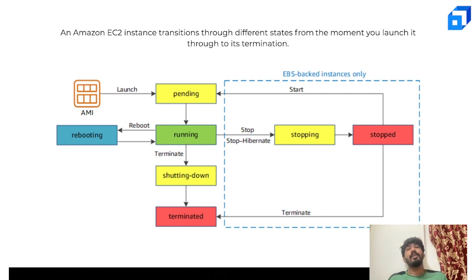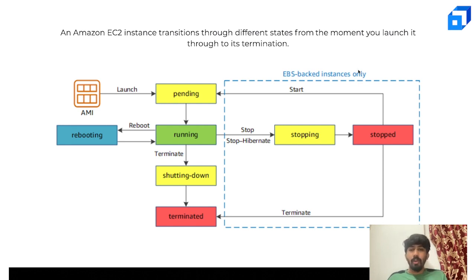So let's say now we are launching an instance. Let's say this is a Ubuntu AMI. I'm launching an Ubuntu instance. And an Amazon EC2 instance transitions through different states from the moment you launch it through its termination. So what they're telling is that once you launch, it will start from a pending state, then it will have so many different states, and finally it will come to one particular state. And then once you are trying to do certain actions, the states will keep on varying.